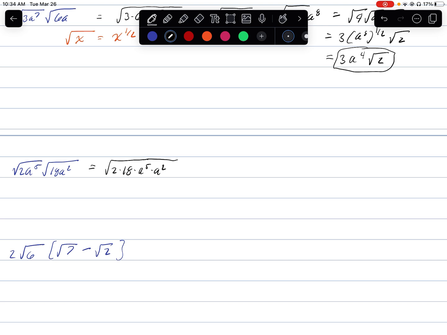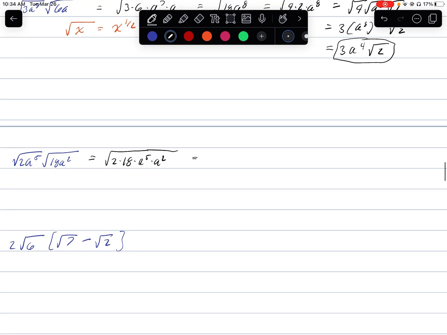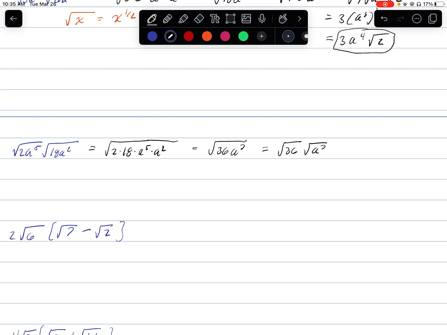Okay, so if we combine all of that together, we're going to end up with the square root of 36 times a to the 5th times a squared. That's going to give us a to the 7th. Okay, and we can split these up. So we have the square root of 36 times the square root of a to the 7th. Okay, so the square root of 36 is just 6, so we have 6 times the square root of a to the 7th.